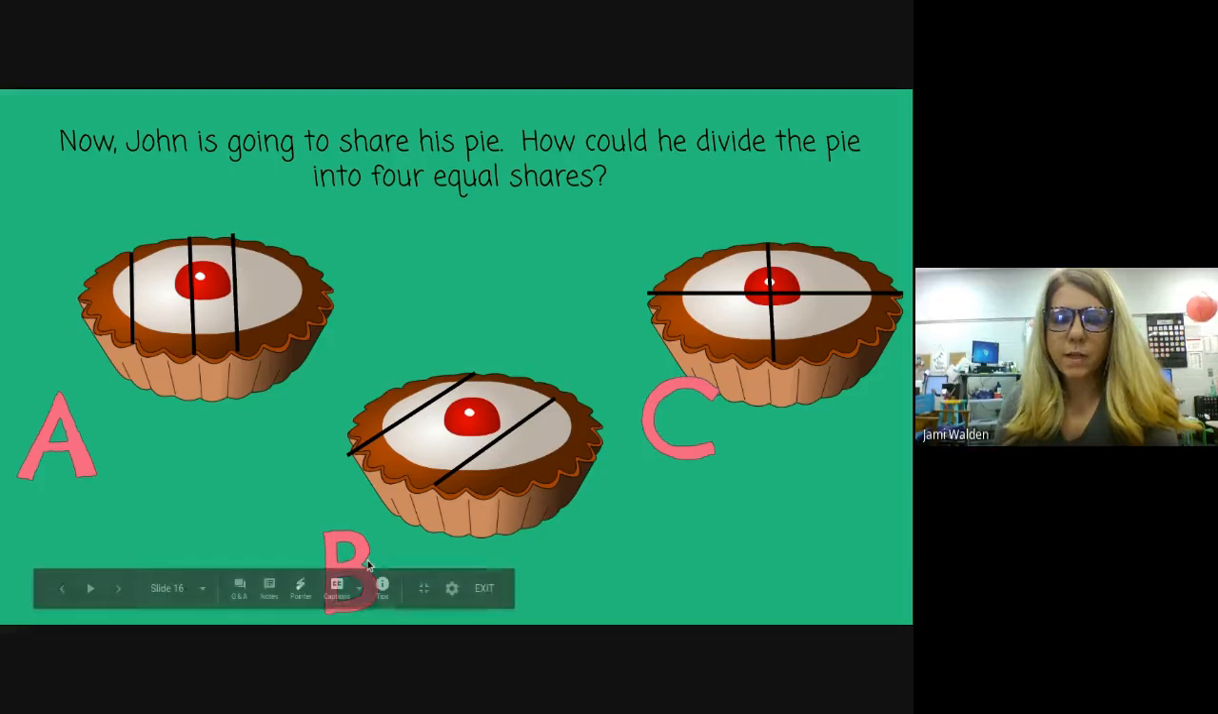Let's look at choice B. We have 1, 2, 3 pieces. Are they about the same? No, and there's only 3, so that wouldn't work. What about choice C? 1, 2, 3, 4 pieces. They all look about the same, so choice C would be the only way to evenly divide the pie.